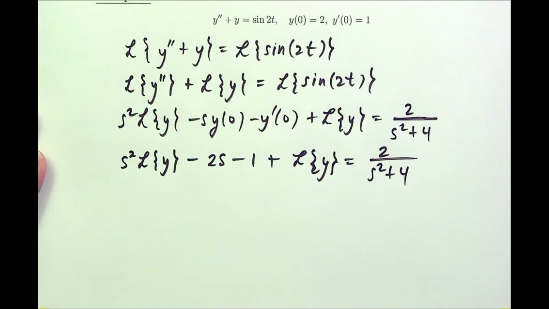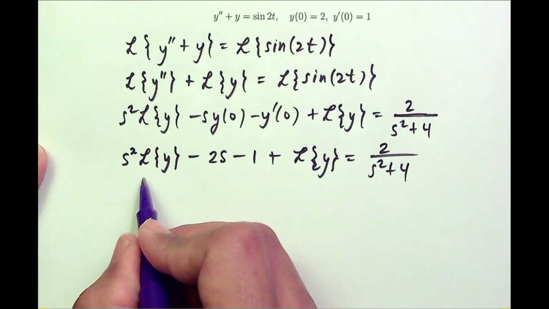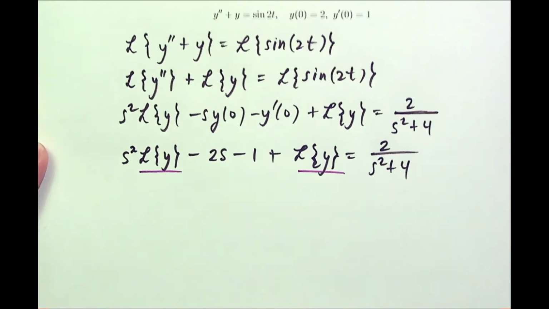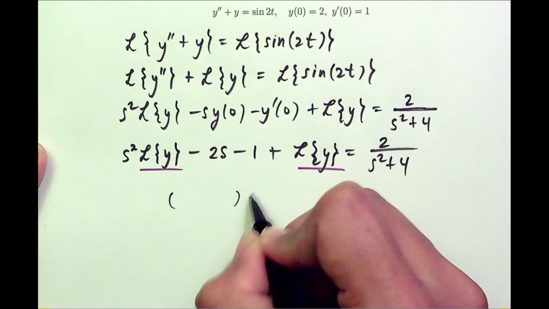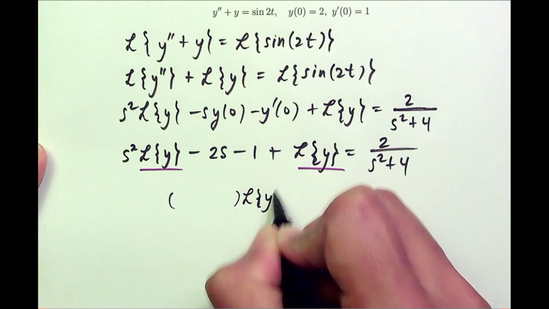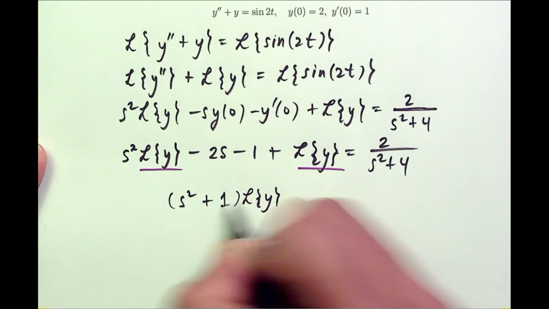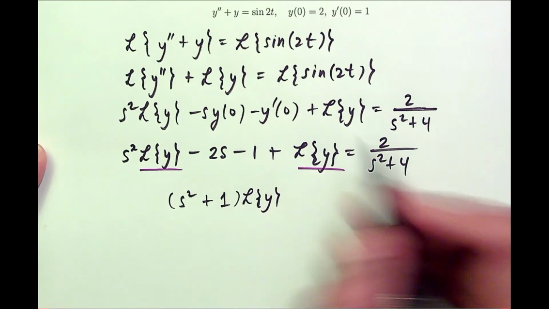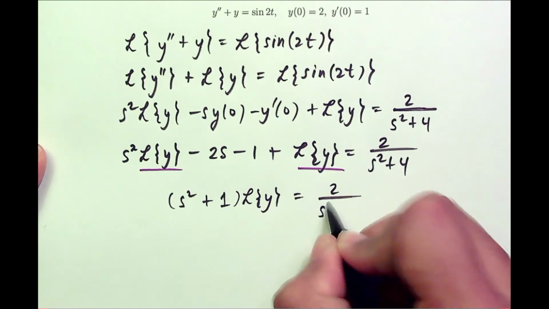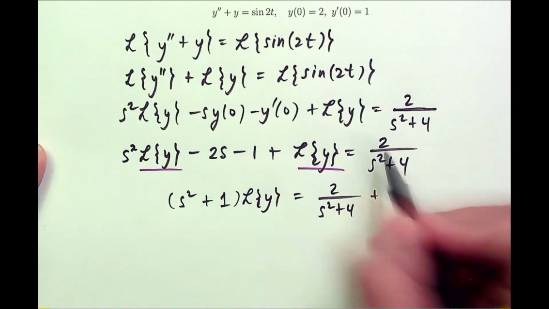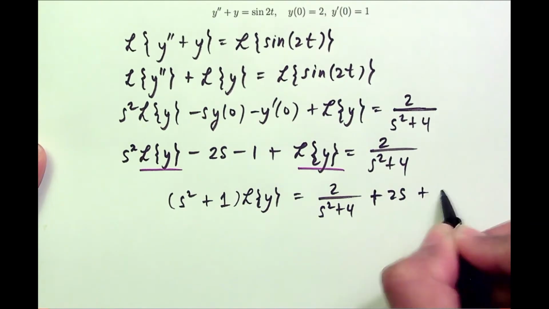Okay, now we want to solve for y. So we're going to collect the like terms, all the ones that have y in there, L of y. So this is going to be L of y. So you have an s squared here and a plus 1. These two that don't have L of y need to go to the other side. So this is going to be 2 over s squared plus 4. And then I'm moving this. So plus 2s plus 1.